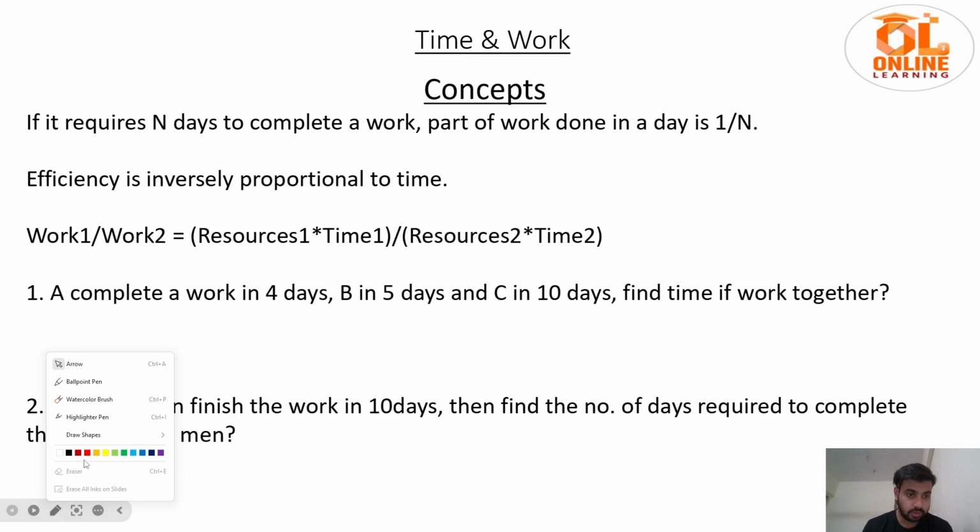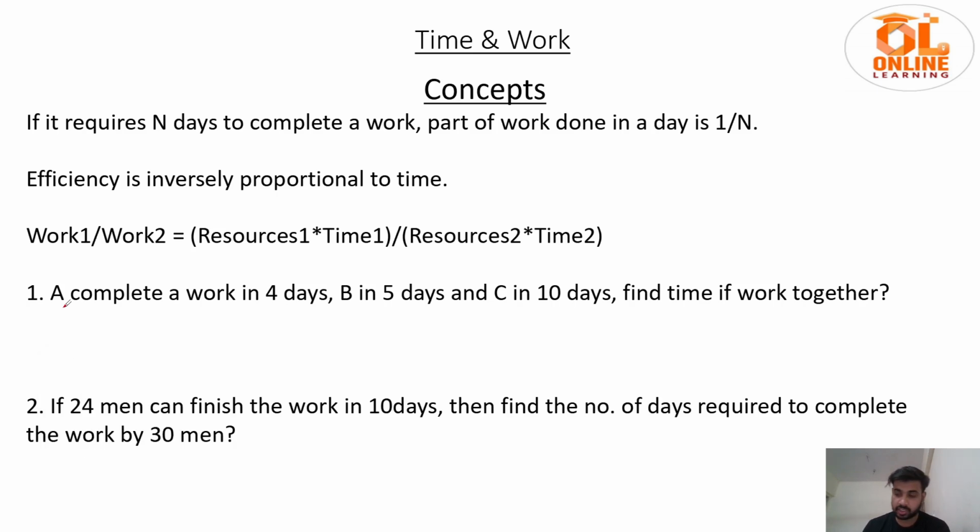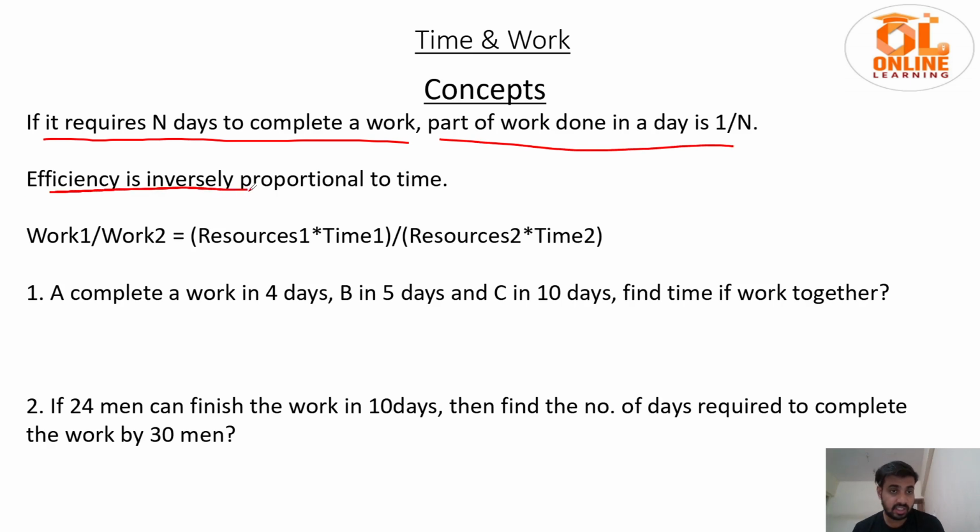See what they have written. If it requires n days to complete a work, part of work done in a day is 1 by n. That is, efficiency is inversely proportional to time. So, if they require n days to complete a work, 1 day work will be 1 by n. This concept is very important to solve time and work questions.